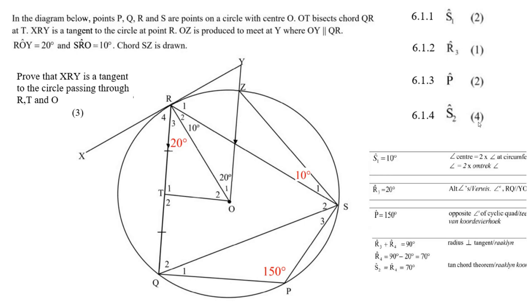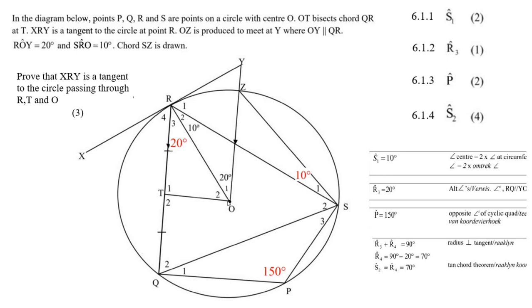Okay, S2, and they're telling me it's 4 marks. I've got to get it somehow. But what's the story about an angle from the center to a midpoint? Angle from the center to the midpoint. Well, that's got to be 90 degrees. But hey, you know what? We're going to save that one because we know that this is 90 degrees. We know that this is 90 degrees. XRO is 90 degrees. R3 plus R4 is 90 degrees because a tangent is perpendicular to the radius.